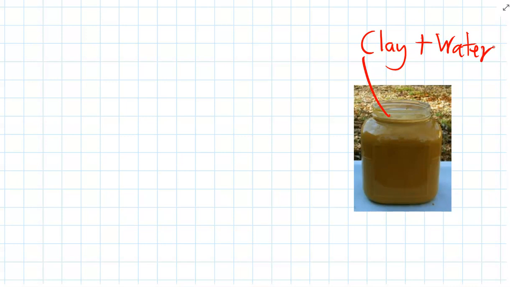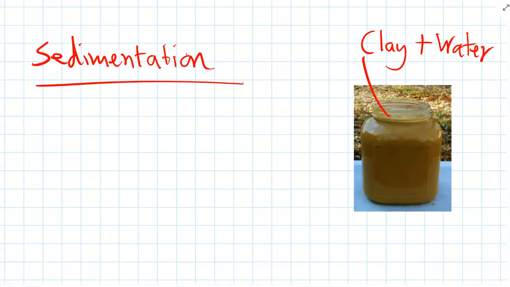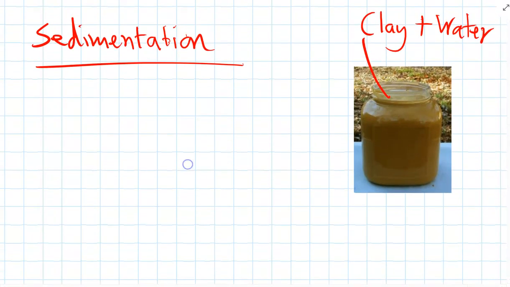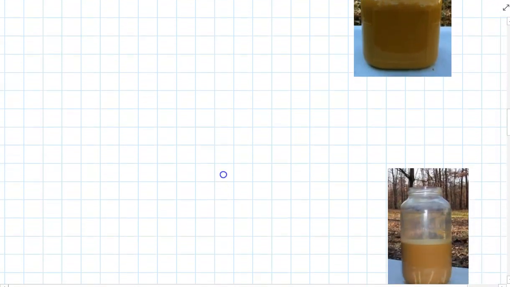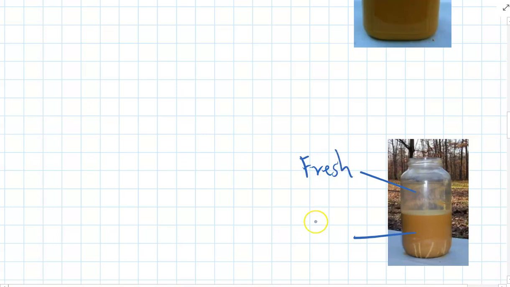Well, what you can do is a method called sedimentation. It's pretty simple. All you do is leave the mixture out for a few hours, and eventually all that clay or sand will fall to the bottom of the container, and you'll have fresh water at the top, and then you'll have the clay at the bottom.